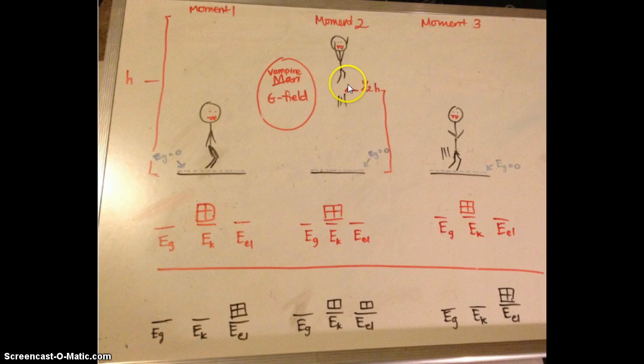So he's half the height that he needed to go. And then moment 3, he's landed practically back on the ground and his legs are bending again. So our system is the gravity field and himself.